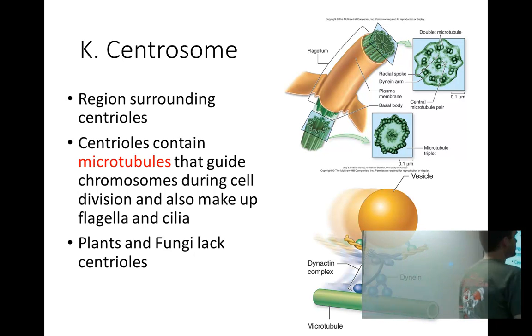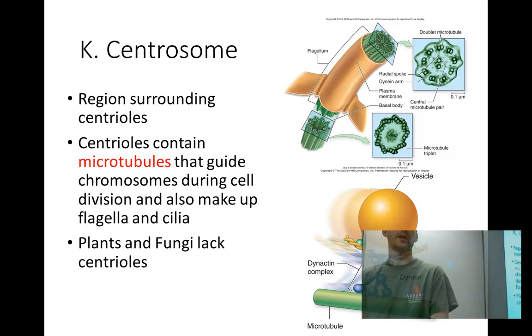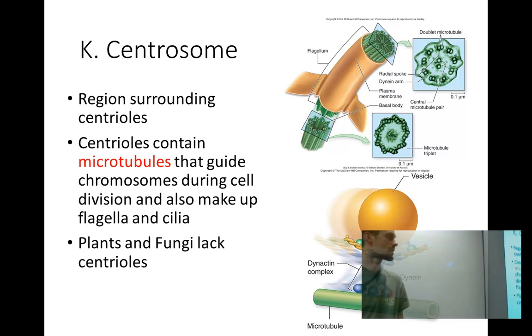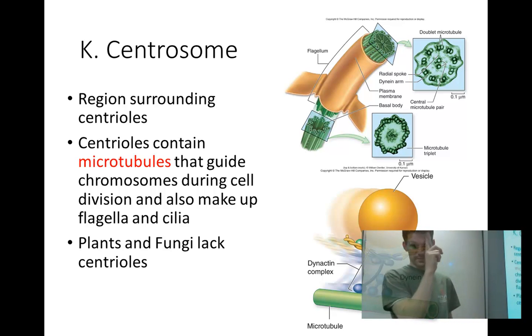Okay, a centrosome is important in animal cells. This is the region surrounding centrioles, and centrioles contain microtubules, and this helps guide chromosomes during mitosis and meiosis. When a cell is ready to duplicate its chromosomes and then split in half, these are what's guiding the chromosomes to different parts of the cells. Plants and fungi do not have centrioles, so this is something that's unique to animal cells.